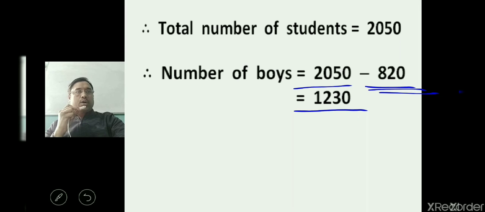Okay students, so I hope it is clear to you and you have all understood. Now you can solve exercise 10b, questions 1 to 7, and also the previous exercise 10a, questions 15 and 16.